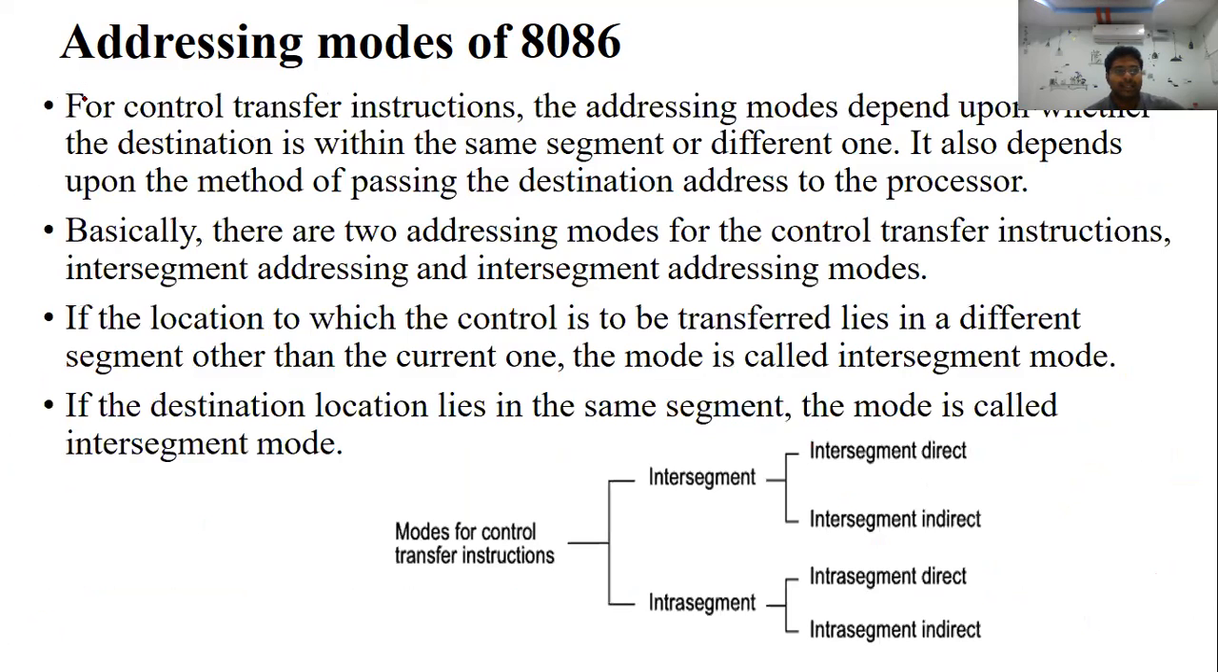Second category, control transfer instructions. These have inter-segment as well as intra-segment addressing modes: inter-segment direct, inter-segment indirect, then intra-segment direct and intra-segment indirect addressing modes. We will discuss these in the next class. Thank you for joining the class today.